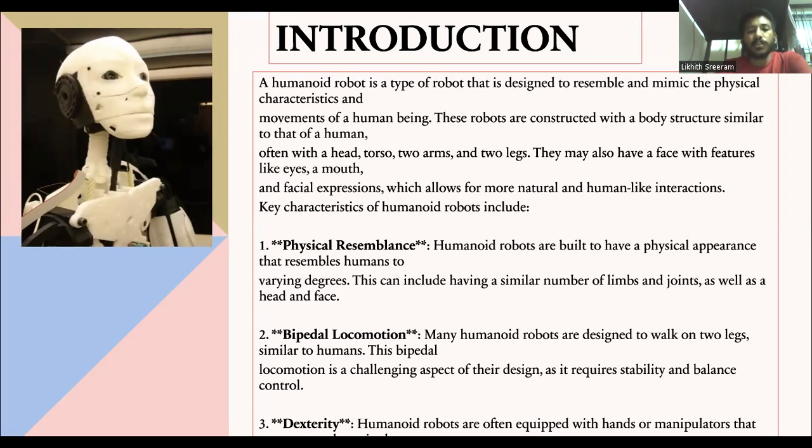bipedal locomotion, and dexterity. If we come to the physical resemblance, humanoid robots are built to have a physical appearance that resembles humans to varying degrees. This includes having a similar number of limbs and joints as well as a head and face. If we come to the bipedal locomotion, many humanoid robots are designed to walk on two legs, similar to humans. This bipedal locomotion is a challenging aspect of the design. It requires stability and balance control.